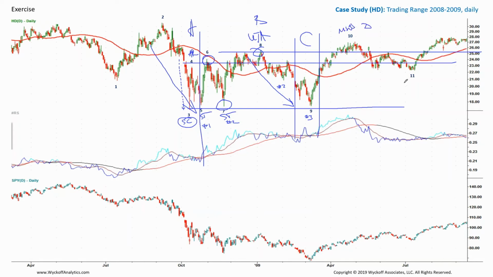And then 11. Backing up action. Yeah, backing up, trading range right here, just more complex here. And that's the whole structure. So here is your phase D.